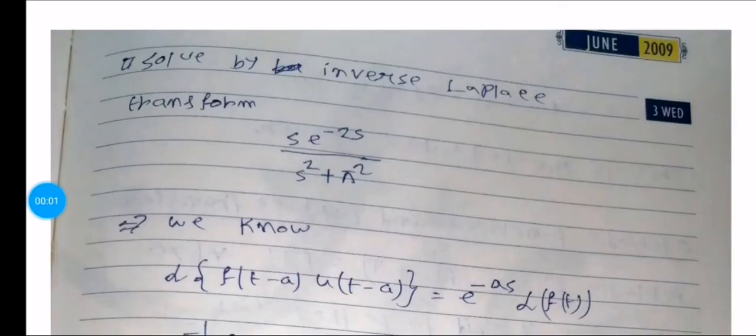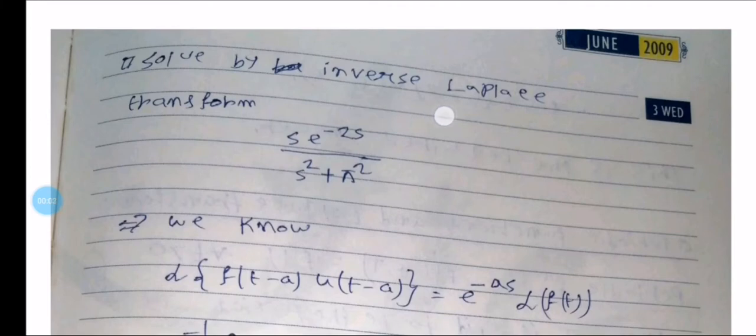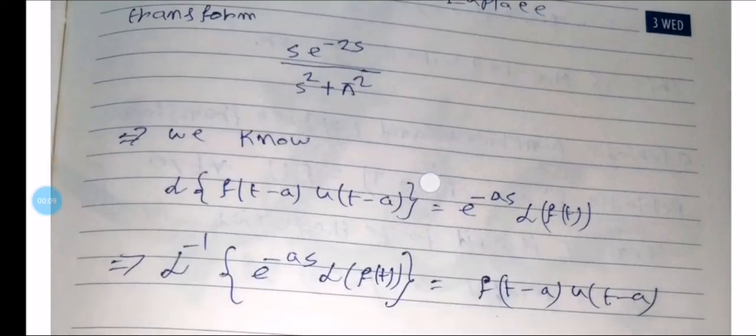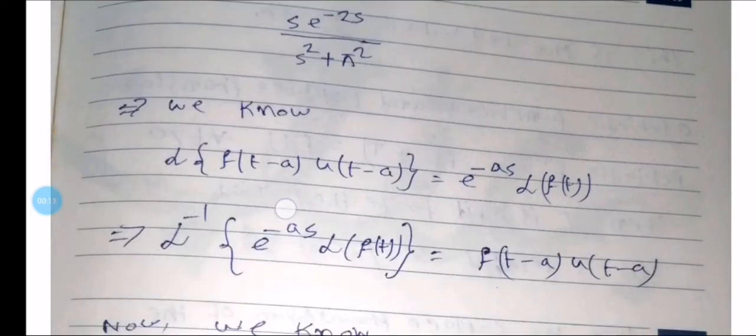Continue with the next example. Find the inverse Laplace transform of s e to the power minus 2s by s square plus pi square. So we know that L of f of t minus a u of t minus a equals e to the power minus as L of f of t.